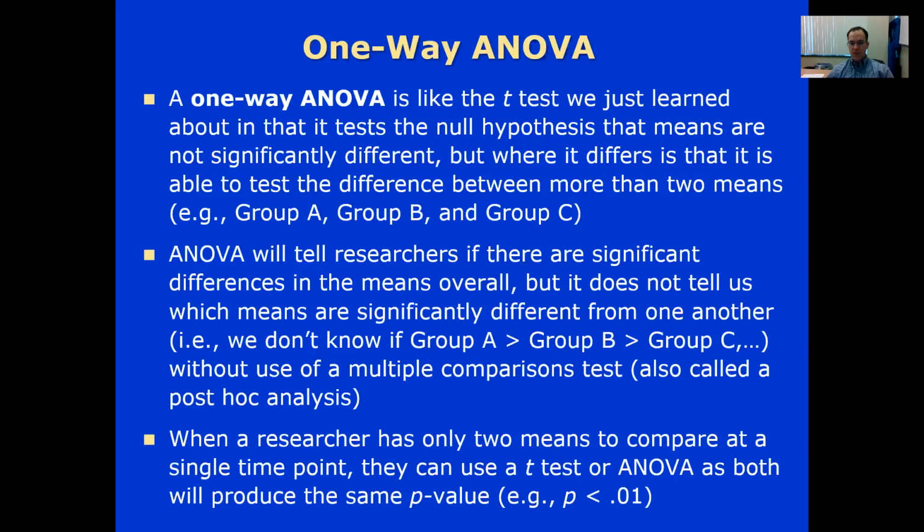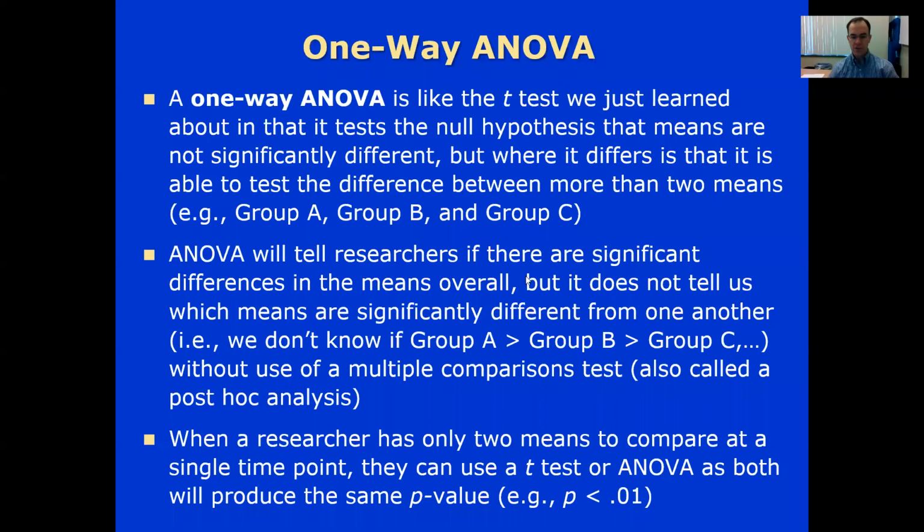Now, ANOVA will tell researchers if there are significant differences in the means overall, but it does not tell us which means are significantly different from one another. For example, we don't know if group A, group B, or group C is greater than or less than one another. To test this, you have to do a follow-up comparison, a multiple comparison test, also called a post hoc analysis. To think about it this way, if you have three groups, ANOVA tells you that somewhere there's a significant difference between at least two of the means, but it doesn't tell you which two means. You'd have to do a follow-up post hoc analysis.